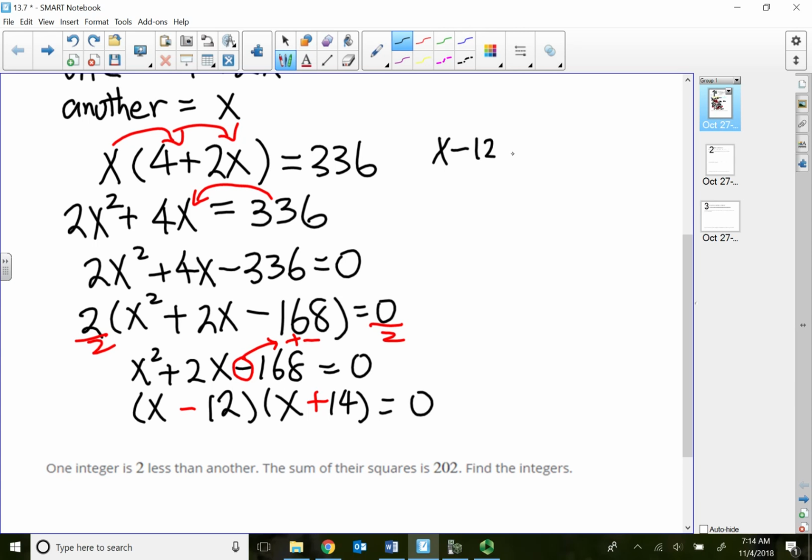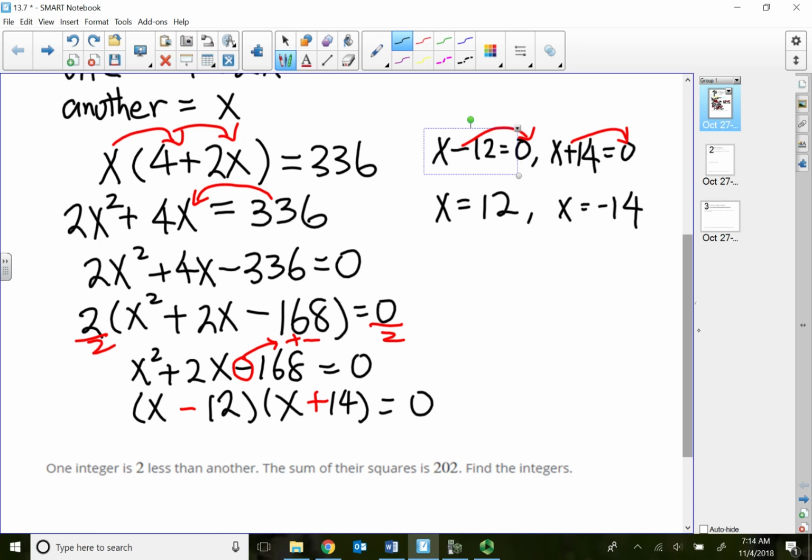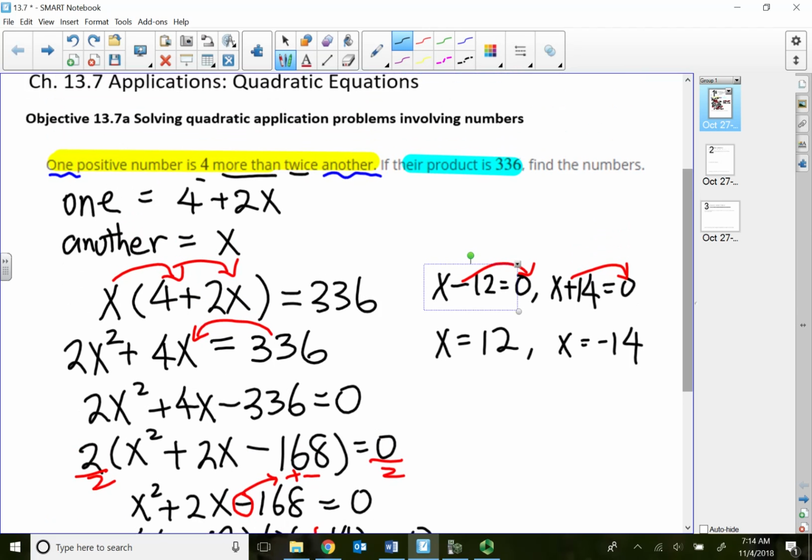So x minus 12 set equal to 0. And we will set x plus 14 equal to 0. All right, move it over to the other side. My answer, x equals 12 and the other x equals negative 14. Now since the problem did say one positive number, that means my negative 14 cannot be one of my answers. My answer needs to be positive. So that means my other number is going to be 12.